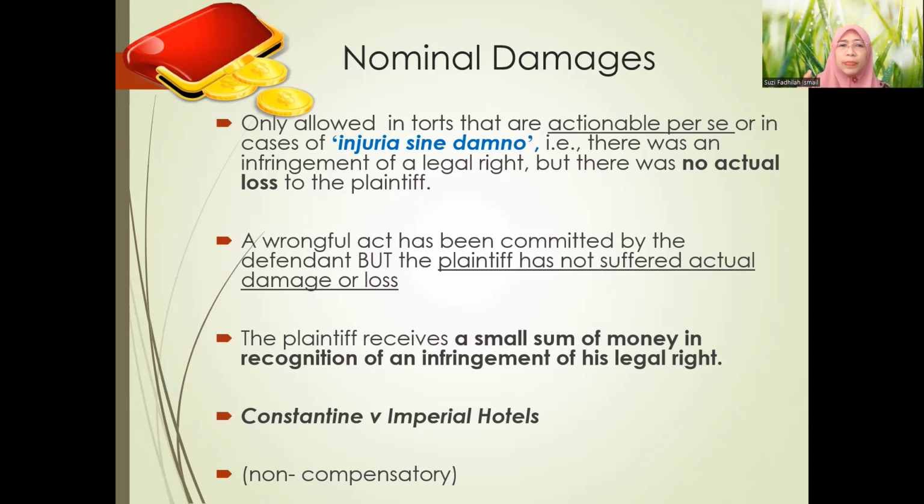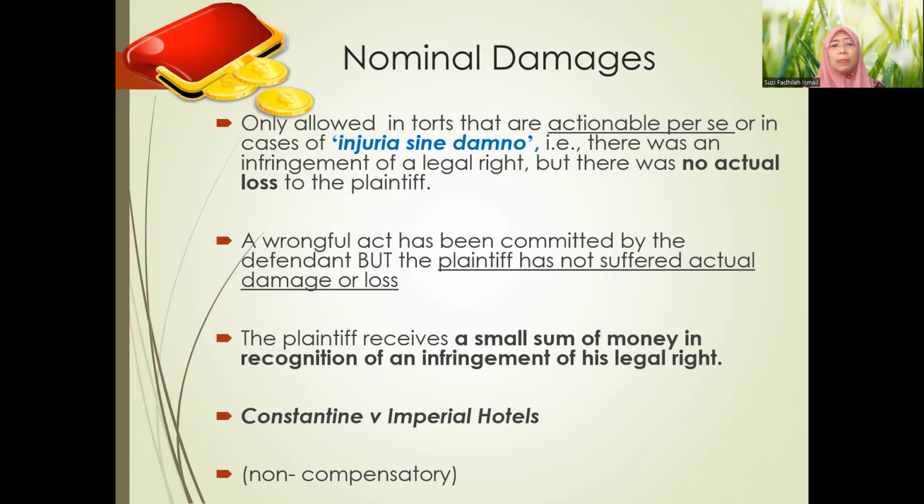So in cases of injuria sine damno, that's the Latin phrase, which means there was an infringement of the plaintiff's legal right, but there was no actual loss to the plaintiff. No injury, no losses, no damage suffered by the plaintiff. In other words, a wrongful act has been committed. The tort has taken place, and it was committed by the defendant. But as far as the plaintiff is concerned, the plaintiff has not suffered any actual damage or loss. But can the plaintiff go to court? Can he file a suit? Yes, he can.